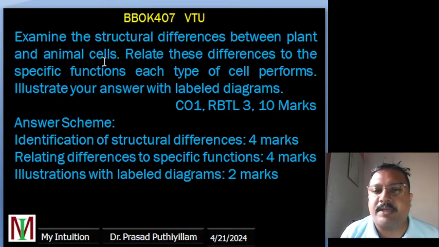So question 1: examine the structural differences between plant and animal cells. Relate these differences to the specific functions each type of cell performs. Illustrate with a labeled diagram. A simple schematic diagram is given, that will be good. This is connected to course outcome 1. The question level is 3 and it carries 10 marks. In the answer scheme, identification of structural differences carries 4 marks, relating the differences to specific function carries 4 marks, and the diagram carries 2 marks.